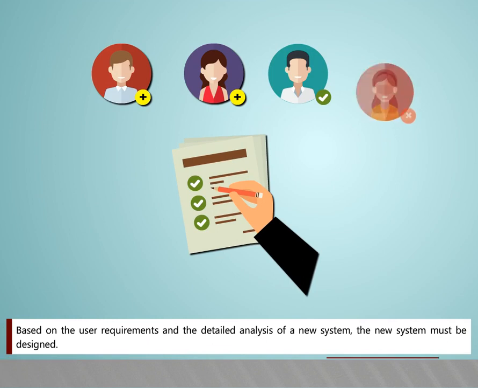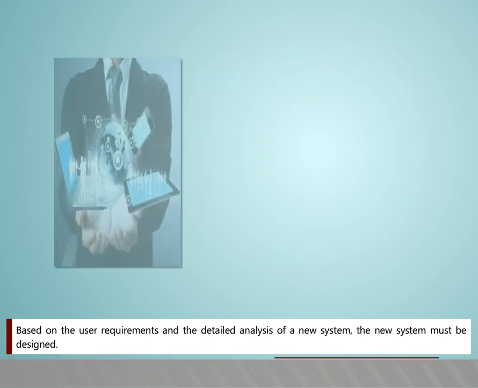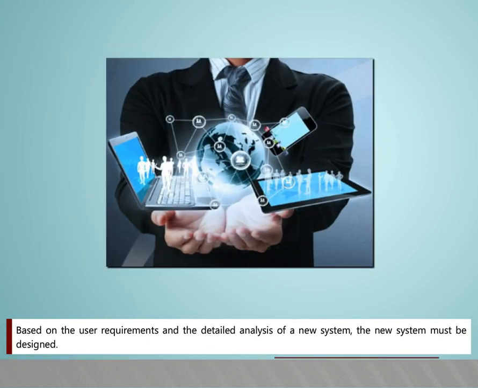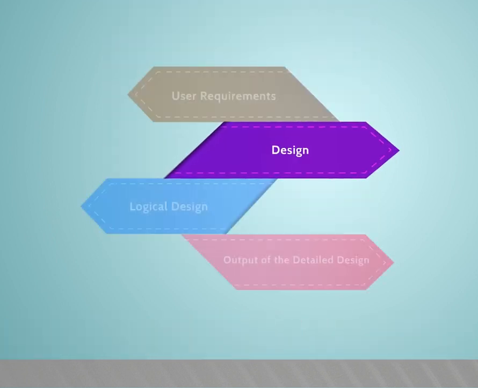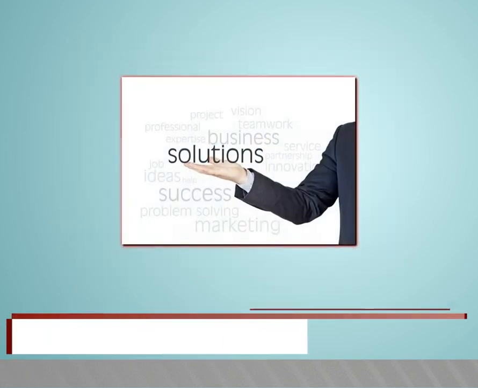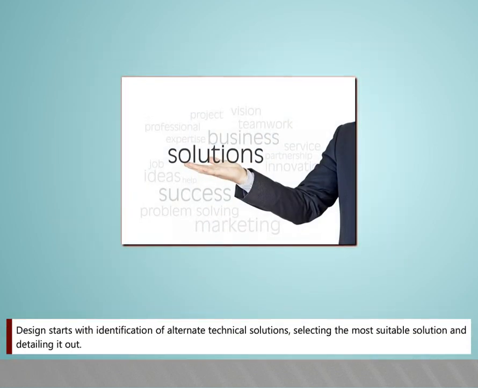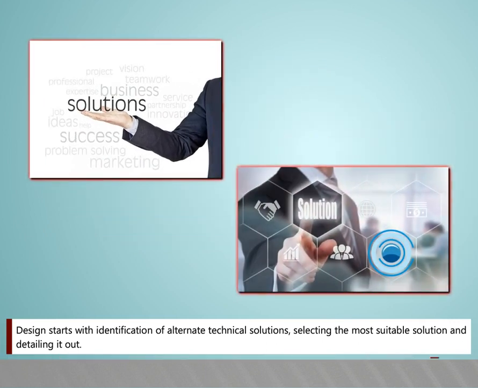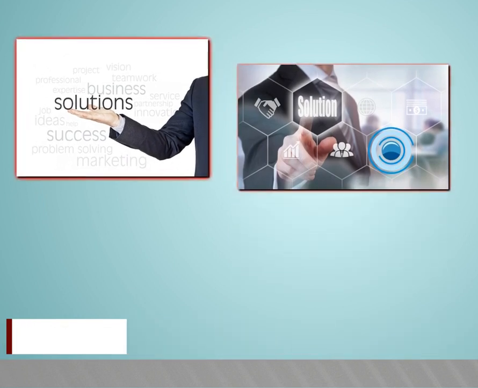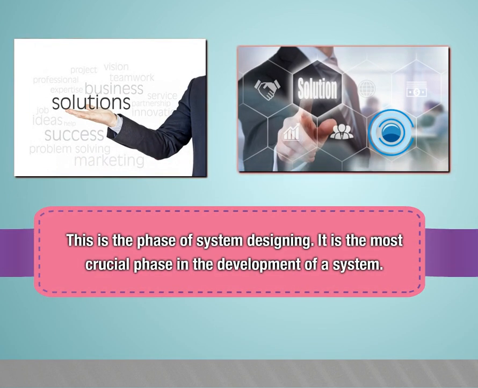Based on the user requirements and the detailed analysis of a new system, the new system must be designed. Design starts with identification of alternate technical solutions, selecting the most suitable solution and detailing it out. This is a phase of system designing. It is the most crucial phase in the development of a system.